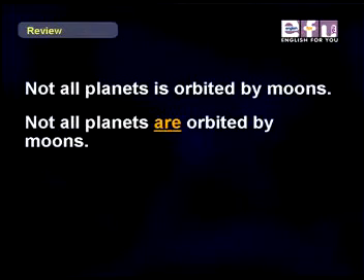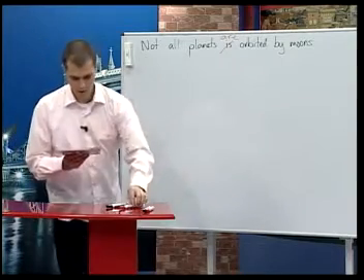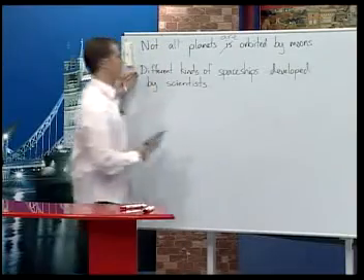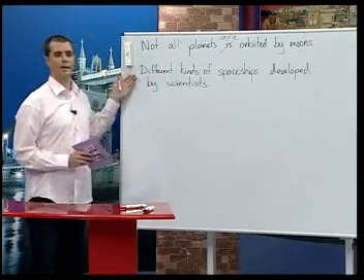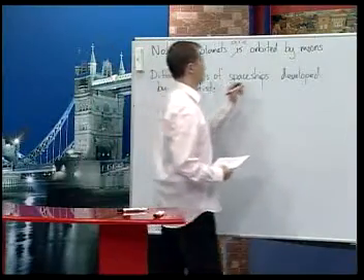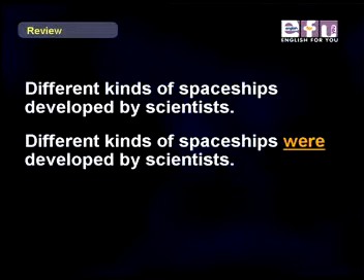Not all planets are orbited by moons. Good. Lewis, you can do this one. Different kinds of spaceships developed by scientists. Different kinds of spaceships were developed by scientists. Right, because there's no verb here at all. We have the past participle but no verb to be. So: different kinds of spaceships were developed by scientists.